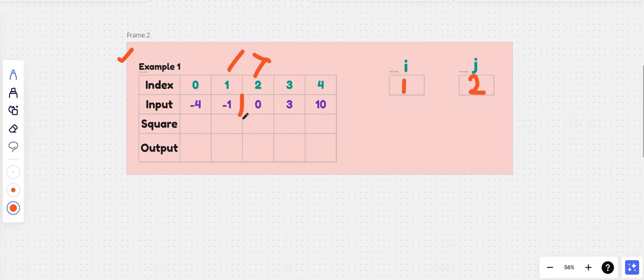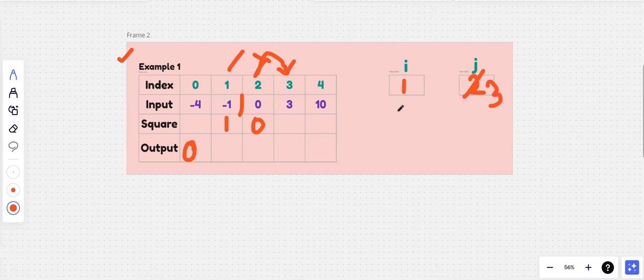Now, which one to push first? So we will compare the squares of the elements at position 1 and position 2. So we can see the square of -1 is 1, square of 0 is 0. So out of 1 and 0, 0 is smaller. So we will push 0 and we will increment the pointer j by 1 step forward. So we will increment the pointer 2 to 3.